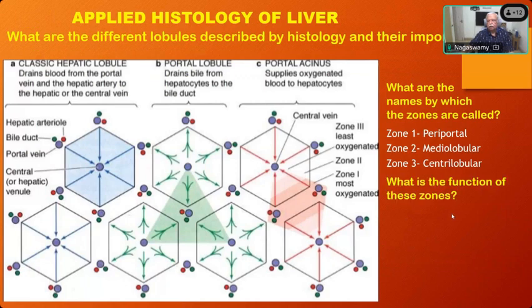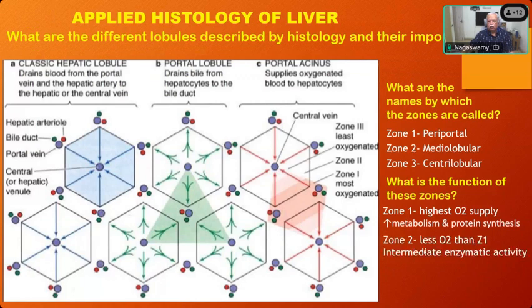And what is the function of these zones? Of course, I told you all that. Zone 1, highest oxygen supply, so increased metabolism and protein synthesis. Zone 2, less oxygen than zone 1, so intermediate enzymatic activity. And zone 3, lowest oxygen, high cytochrome P450 activity. So these are the three zones and their activity. And this is a very important concept that you have to keep in your mind.